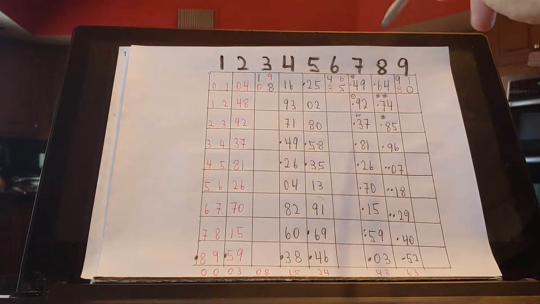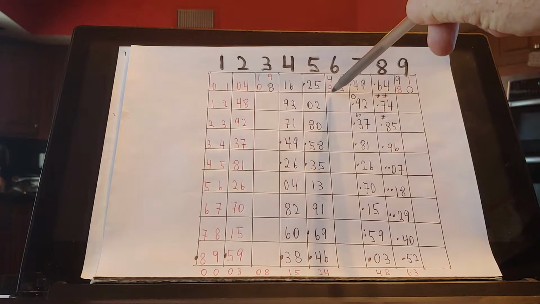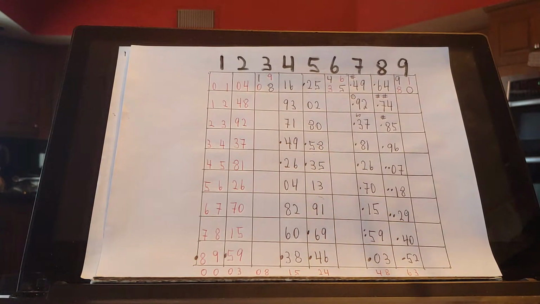6 squared is 36. That's that 3-6. But 66 squared is 4356. Then it goes 443556. Then it goes 44435556. Then it goes 4444355556. So the 4s and the 5s go up, and the 3 and the 6 stay the same.